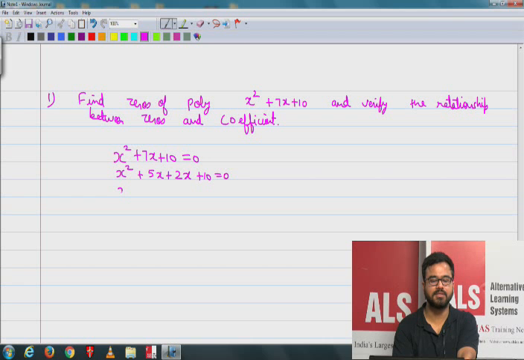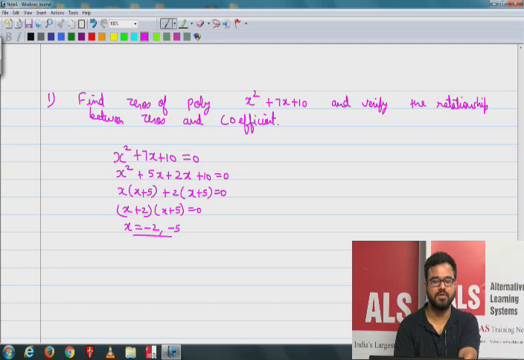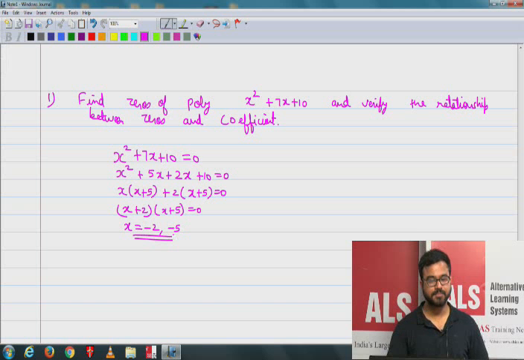Now you can take x as common. This is the same thing which you have done earlier. x into x plus 5 plus 2 times x plus 5 equal to 0. So factors are x plus 2 into x plus 5. So x will be equal to minus 2 and minus 5. So these are the zeros of this polynomial. The first part is done, which we already know. Now the main thing is the second part: verify the relationship between zeros and coefficient.